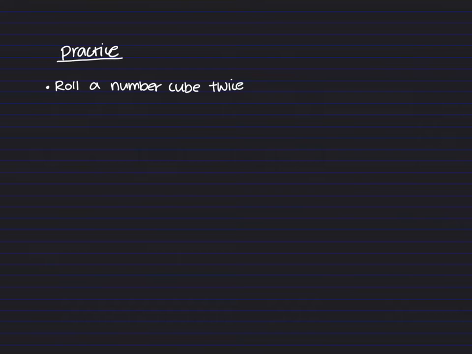Let's take a look at some questions to practice this concept. First scenario is going to be rolling a number cube twice. Rolling a number cube twice is not going to affect you in any way. For example, if you roll your number cube first time and again roll it another time, the number of outcomes is not going to change.